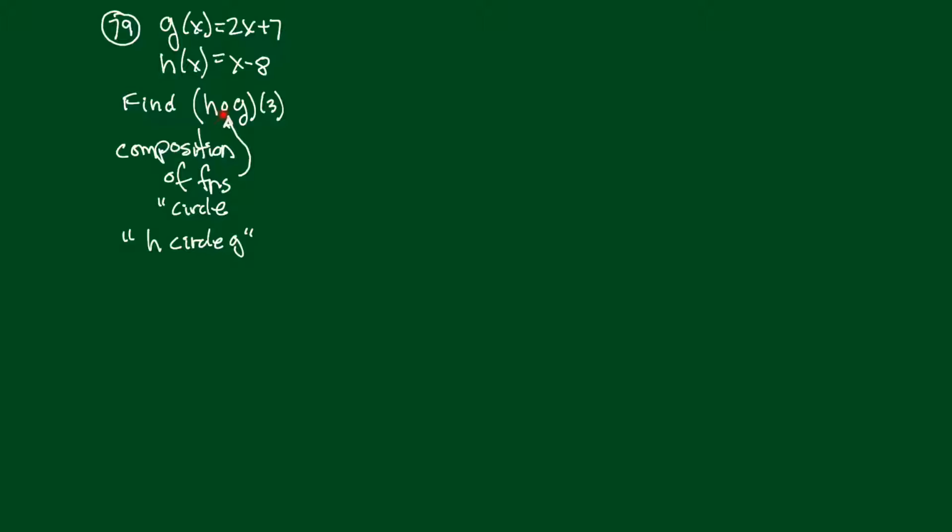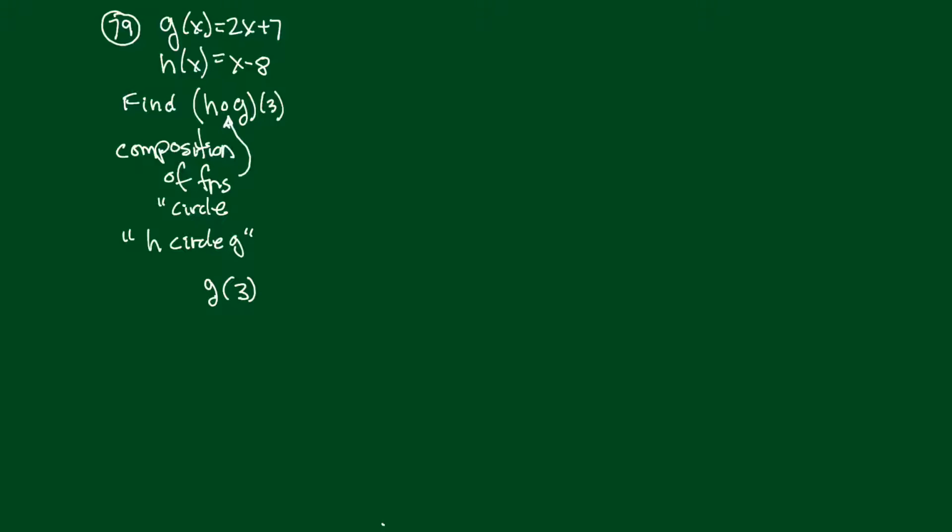What h circle g, h of g, says to do is start with your input of 3. I'll write that. I start with my 3 and use it as an input. Just read it backwards: input it first into g. Keep in mind that that collection of symbols is an output. You put 3 into g: 2 times 3 is 6, and 7 more is 13.